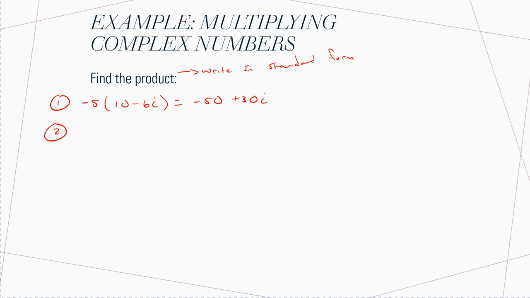Let's try this one: 3i, so I have an i outside, times 5 plus 2i. Well, 3i times 5 gets me 15i. Now watch this. 3 times 2 gets me 6, and then what's i times i? Well, i times i gets me i squared. Recall that whenever you see i squared, that's equal to negative 1. So I'm going to replace that with negative 1.